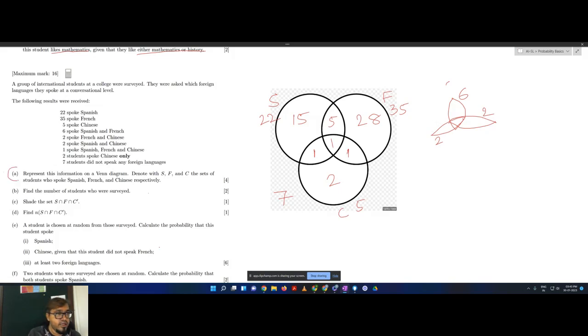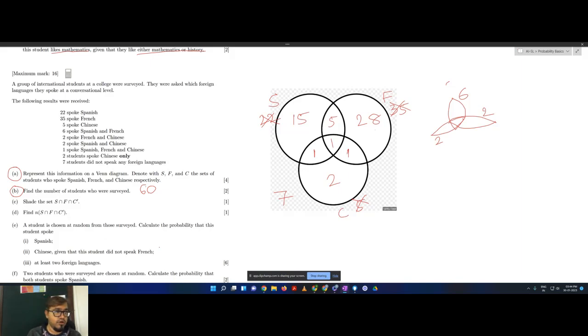Now, how do you find the number of students who were surveyed? For this, you can forget about these numbers here. And now you will add the remaining. 15 plus 5 plus 28 plus 1 plus 1 plus 1 plus 2 plus 7. They add up to 60. You can verify. Just need to add these numbers up.